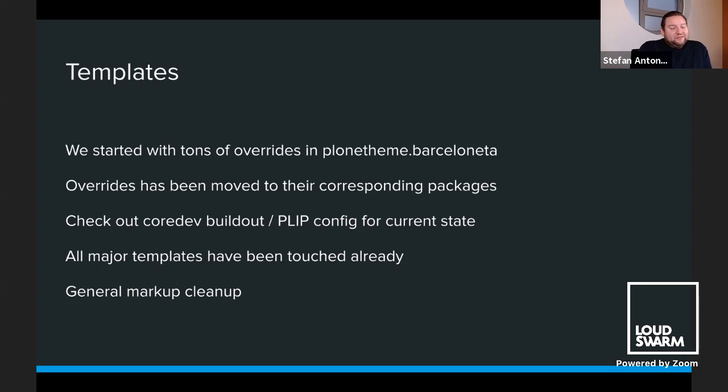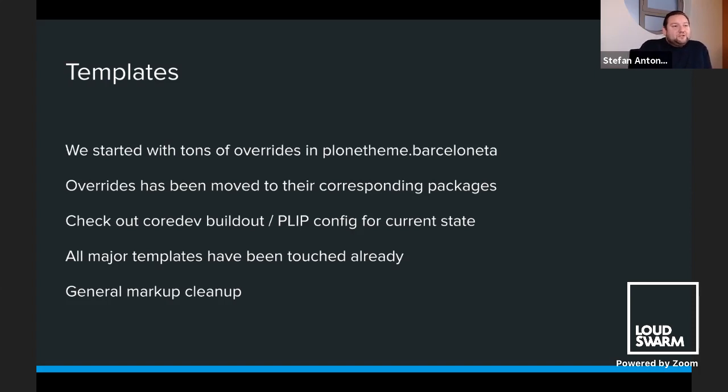So we have lots of LTS branches. Check out the core dev buildout for the current state. There is also a pip config. I don't know if I have the links in my talk. We can provide the links afterwards if you like. You can test it easily with a newly created package, and we talk about this later this afternoon.